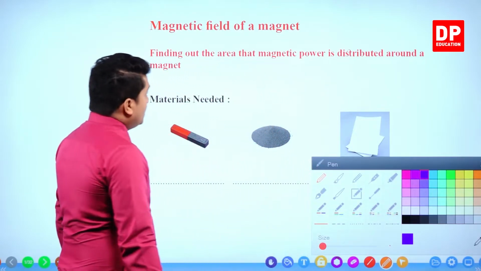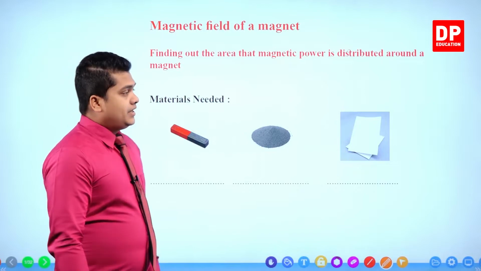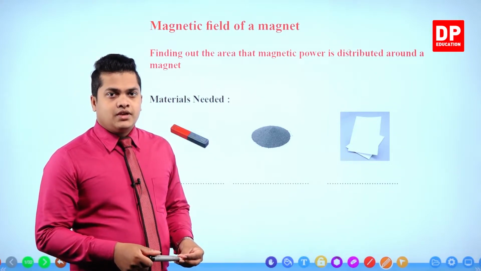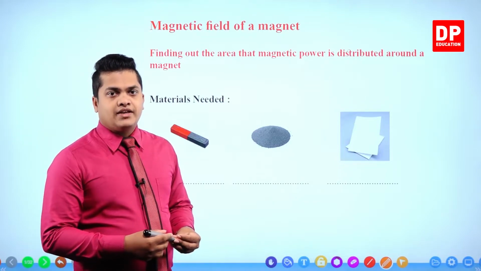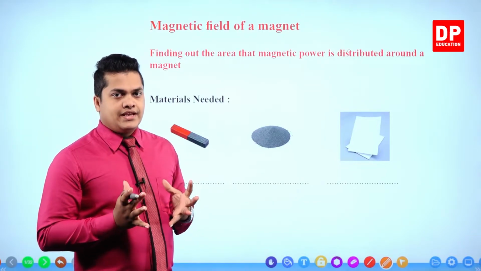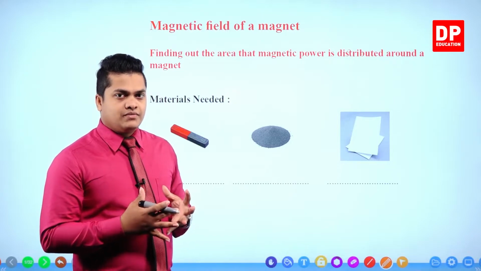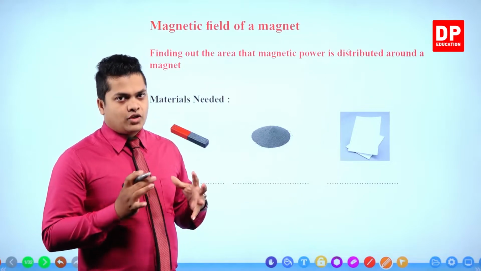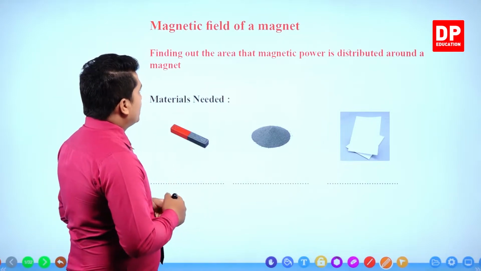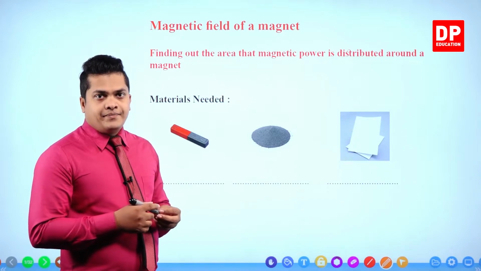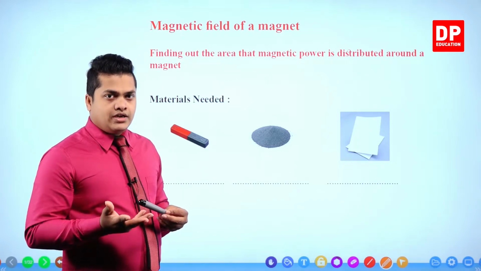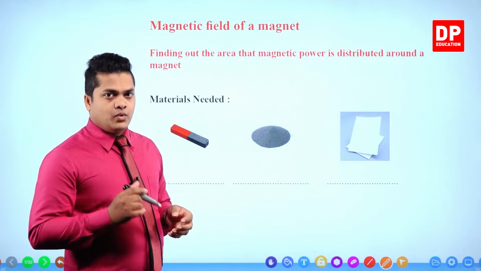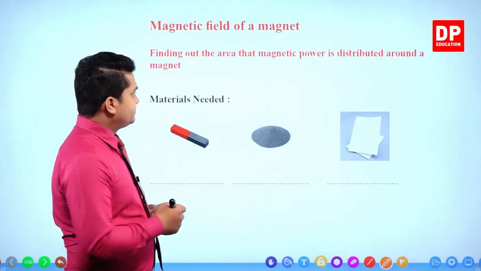So, to find out the magnetic power or the magnetic field: this magnetic field is the magnetic power. The area over which the magnetism or the magnetic power spreads is referred to as the magnetic field. To find out how that area can be represented and how it behaves, we are going to do a simple activity.